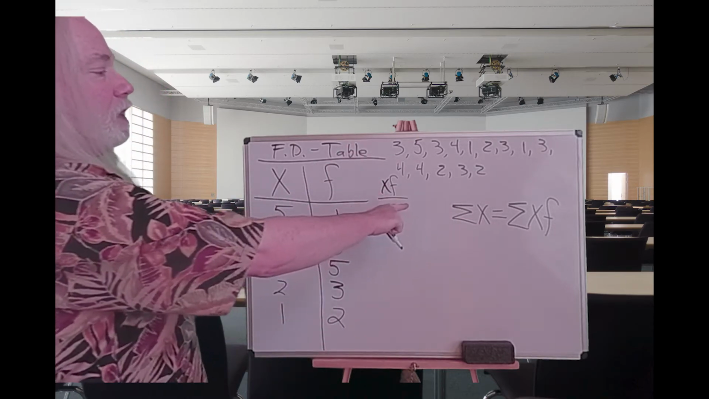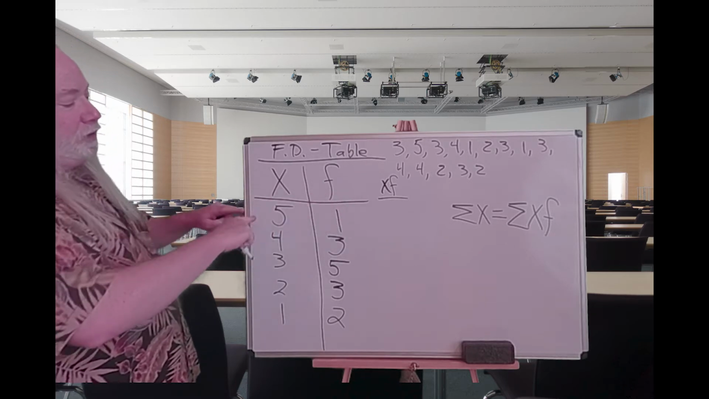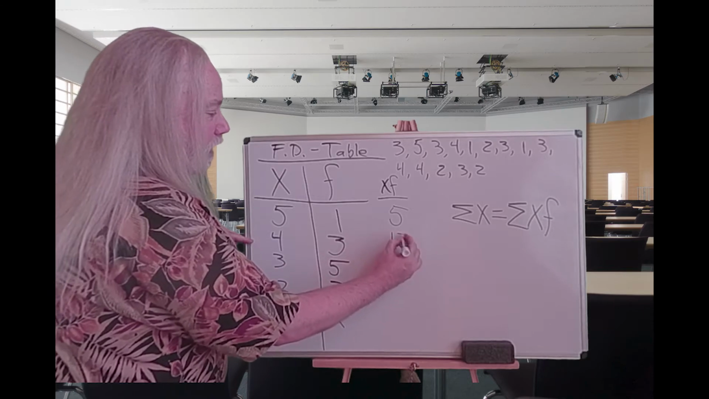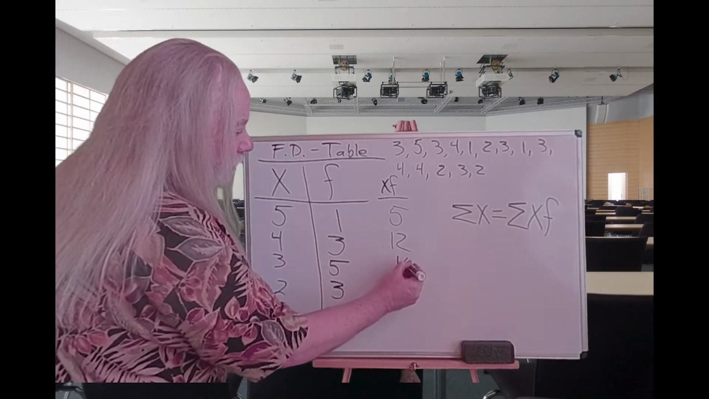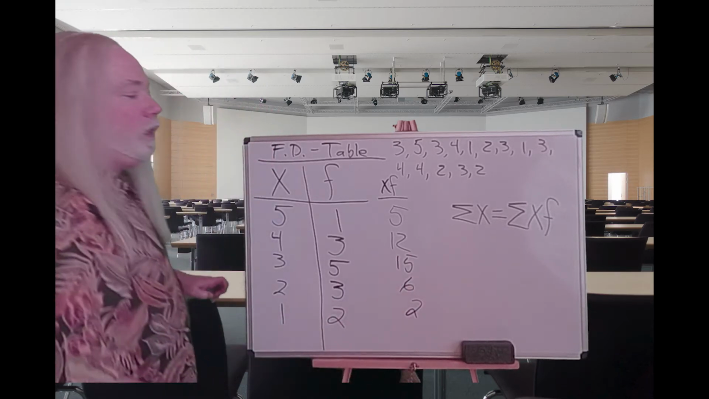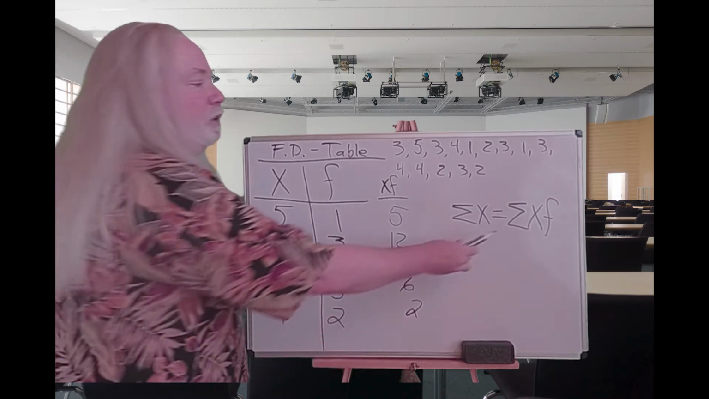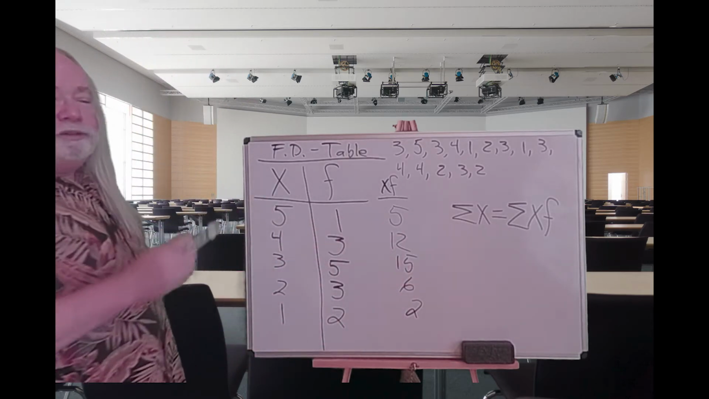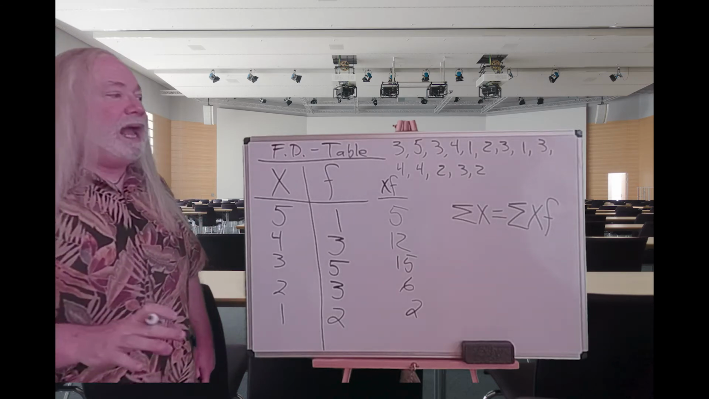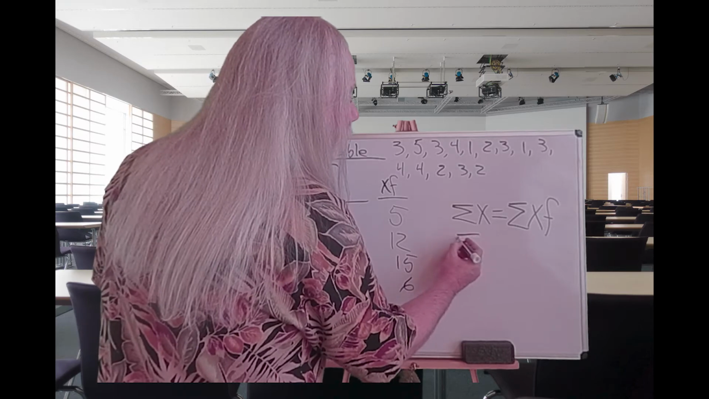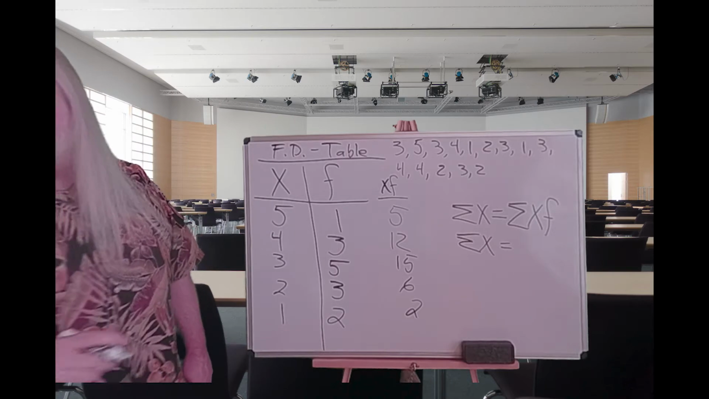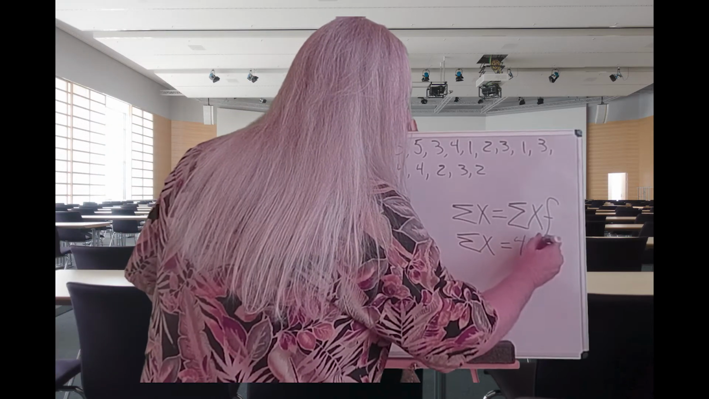So this says we're simply going to multiply the values across. 5 times 1 is 5. 4 times 3 is 12. 3 times 5, 2 times 3, 1 times 2. Now we've got all the products, and we simply sum all those products up. So 5 plus 12 plus 15 plus 6 plus 2. When you add all that together, you will learn what the summation of the raw scores for variable x is. And what you should get for that is 40.